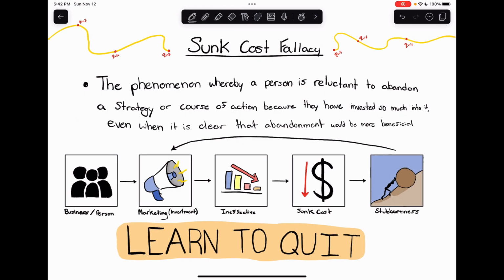Now that we know what sunk costs are, let's talk about what sunk cost fallacy is. Essentially, it's the phenomenon whereby a person is reluctant to abandon a strategy or course of action because they've already invested so much into it, even when it's clear that abandonment would be more beneficial. The sunk cost fallacy often leads individuals and businesses to making poor decisions. Imagine you're managing a media project that's not getting any traction. Despite its lack of success, the sunk cost fallacy might tempt you to pour more resources into it, thinking, I've already invested so much, I can't quit now. This reluctance to abandon a failing project can be detrimental, putting you in a bigger hole than where you started.